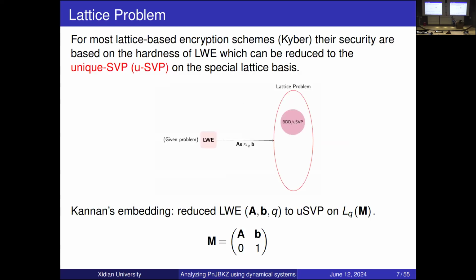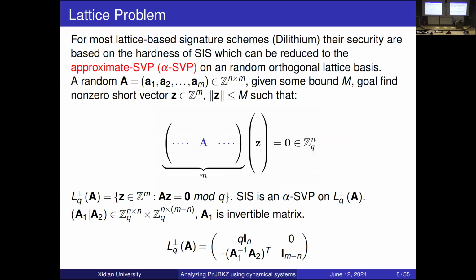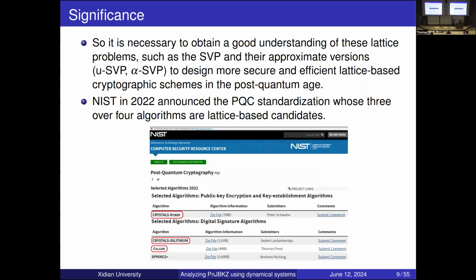For most lattice-based encryption schemes like Kyber, their security is based on the hardness of LWE, which can be reduced to the unique shortest vector problem on some specially constructed lattices by using the Kannan embedding technique. And for most lattice-based signature schemes like Dilithium, their security is based on the hardness of SIS, which can be reduced to the hardness of approximate SVP. So it's necessary to get a good understanding of lattice problems like the shortest vector problem and its approximate versions, the unique SVP and the approximate SVP, to give a more accurate estimation of the hardness of lattice-based schemes.